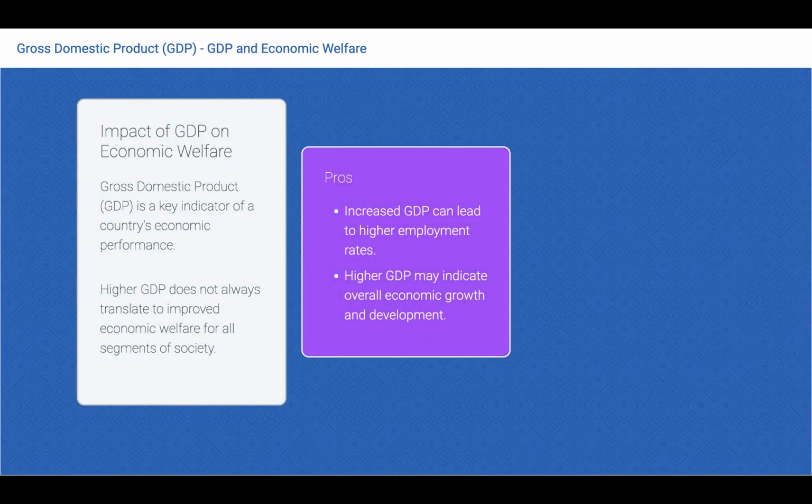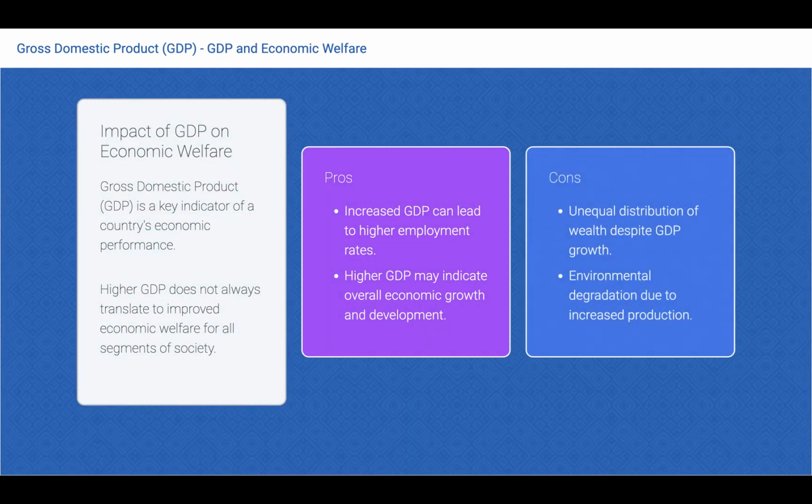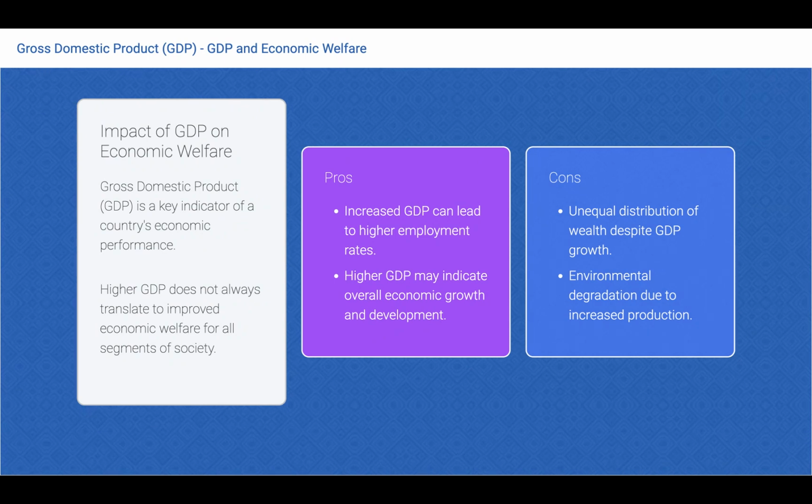While DIPT is a crucial economic indicator, it is important to consider its impact on economic welfare beyond just the monetary value. Factors such as income distribution, social welfare programs, and environmental sustainability play a significant role in determining the overall well-being of a society. Understanding the relationship between DIPT and economic welfare is essential for policymakers to make informed decisions that benefit the entire population.